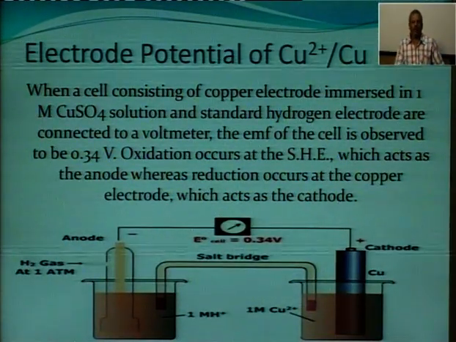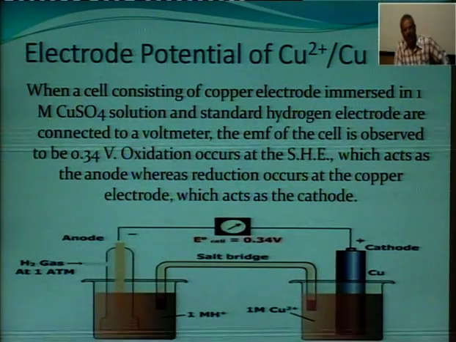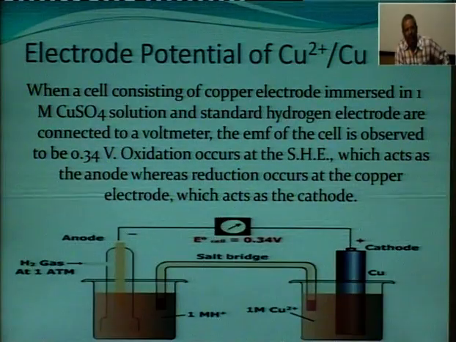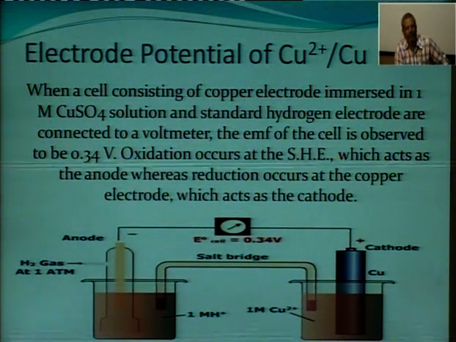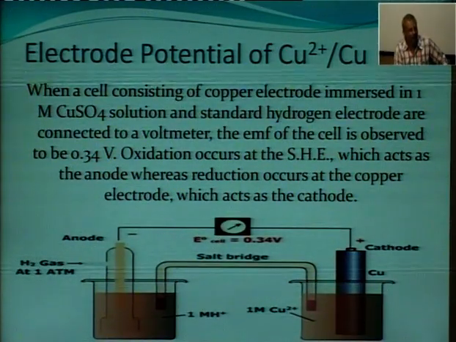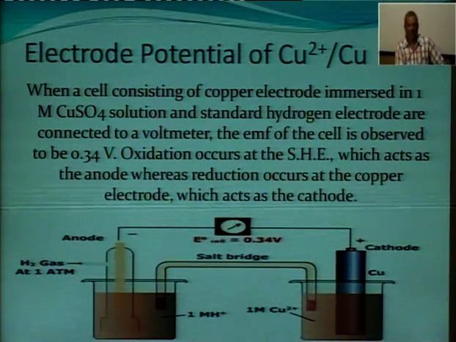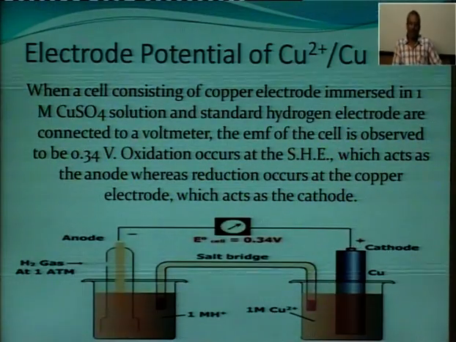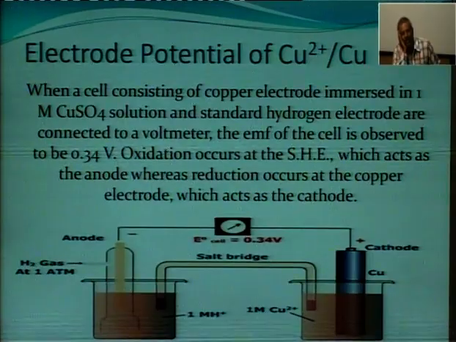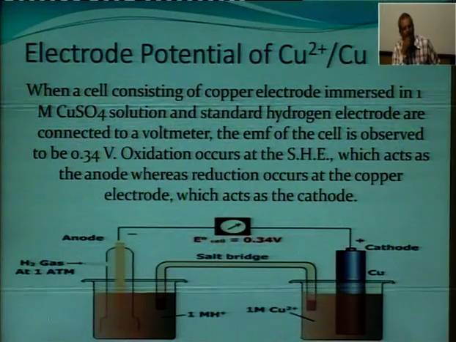When a cell consisting of copper electrode immersed in a copper sulfate solution and a standard hydrogen electrode are connected to a voltmeter, the electromotive force of the cell is observed to be 0.34 volt. Oxidation occurs at the standard hydrogen electrode which acts as the anode, whereas reduction occurs at the copper electrode which acts as the cathode.